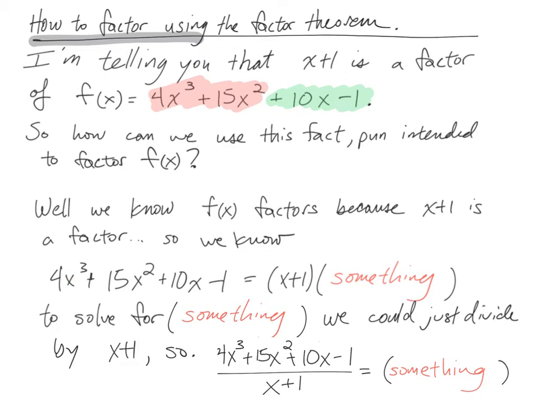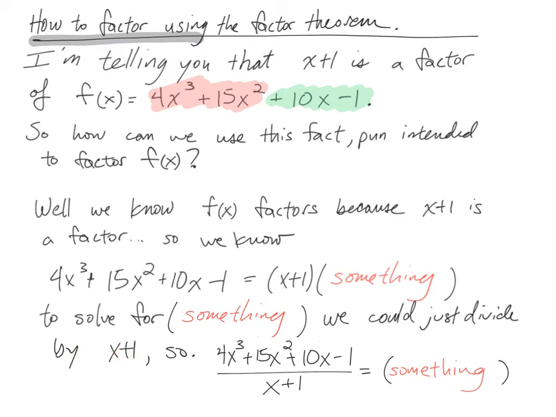And if it can factor, that means we can turn it into the product of 2 or more factors. So here's one factor and here's something else, but we don't know what this is. What is this other factor? Well, it turns out you can solve for this other factor, this something. We could just divide by x plus 1.